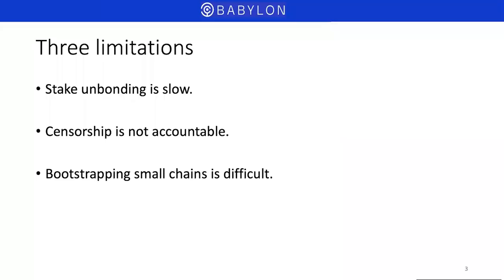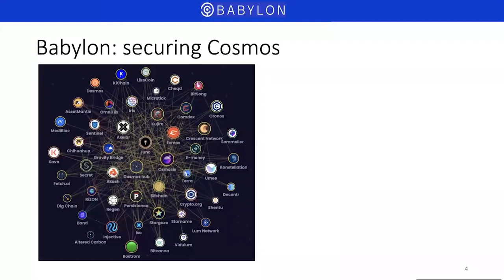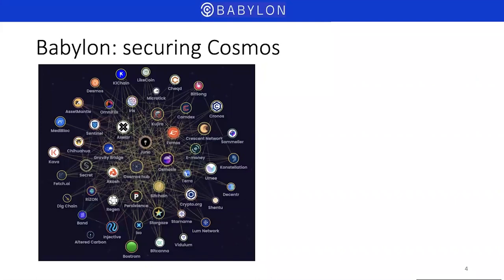And so we've been doing some research on how to overcome these limitations. And we're also building a project called Babylon to solve these problems, but more specifically in a context. So I think it's always good, like Nakamoto's 8-page paper inventing Bitcoin, which is a bit more of a system paper rather than a theory paper, to have a system to focus on. So the system we have in mind is Cosmos.